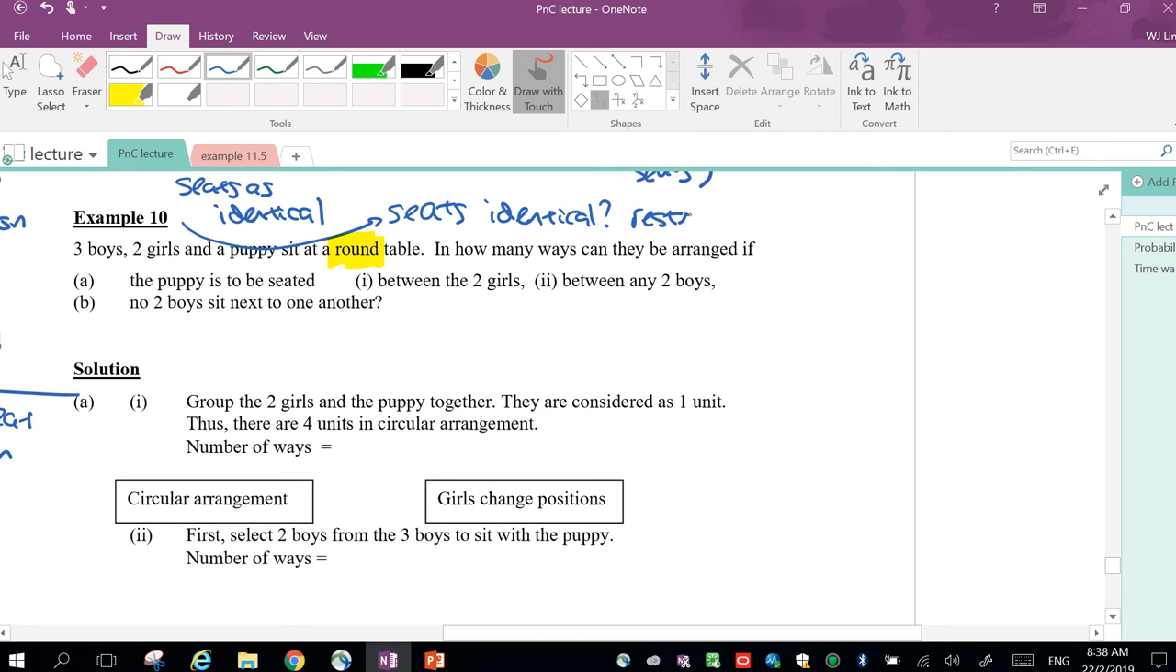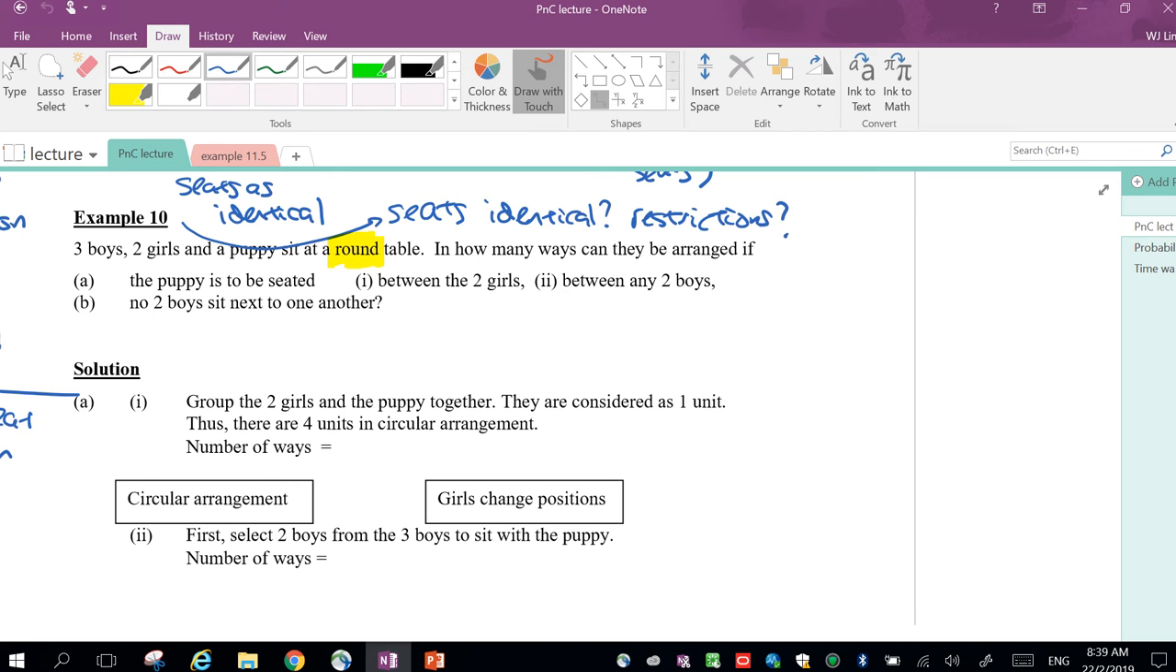Restrictions. Okay, these are the two questions that you need to ask yourself. Seats are identical, with restrictions. So the two girls, there are only two girls. I want the puppy to sit in between them. Right? So this is called a restriction.